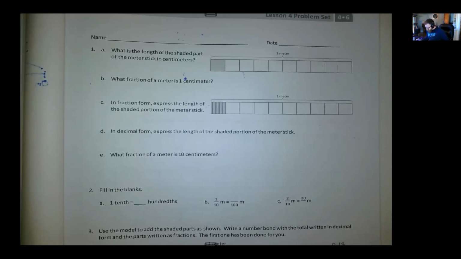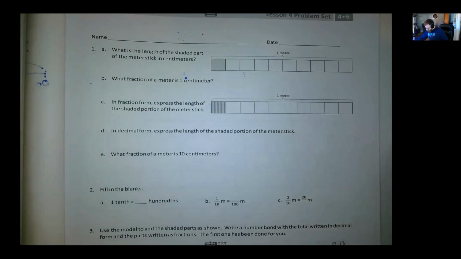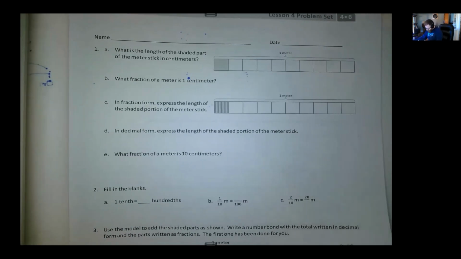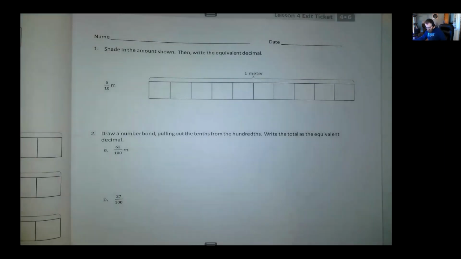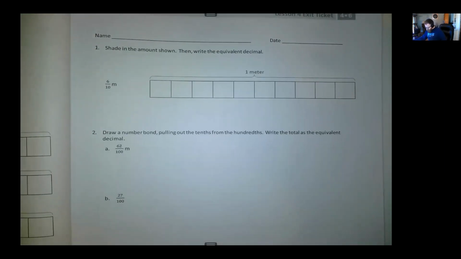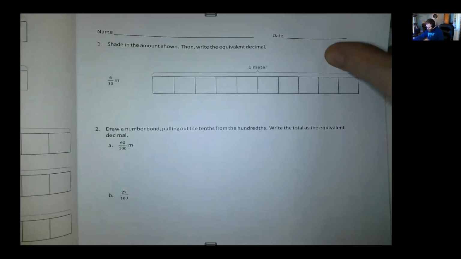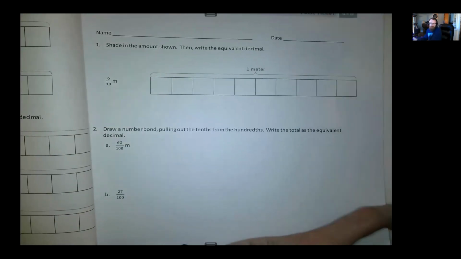Okay, let's take a look at the problem set. Page 25, we're going to go through number 1 together. I'm going to have you do number 3 by yourselves, but we're going to do a sample so that you can see exactly what needs to be done to complete your exit ticket, okay? So let's start on page 26. Turn to page 26.